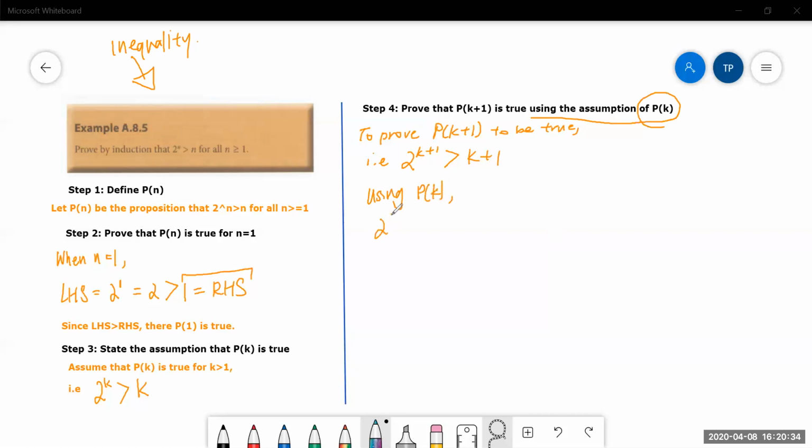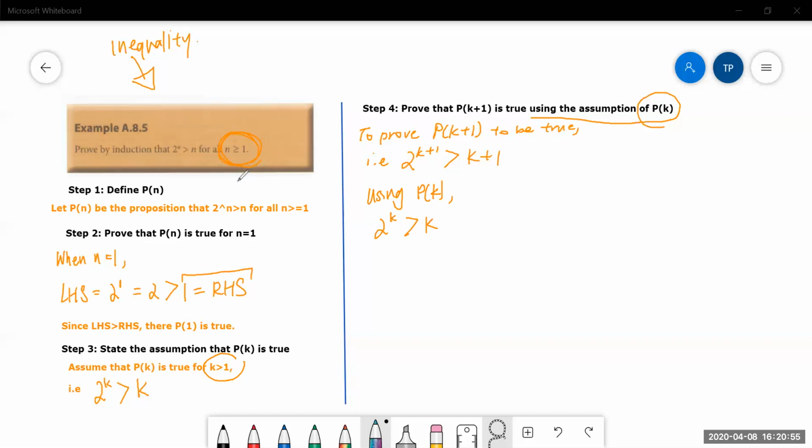We know that 2^k is greater than k. This has been proven to be true. For k, this has been assumed to be true for k greater than 1. Why do I say greater than 1 and not greater than or equal to 1? Because we already proved that it is true for 1 already. So k must be greater than 1.